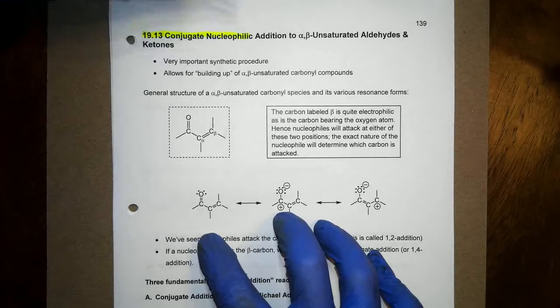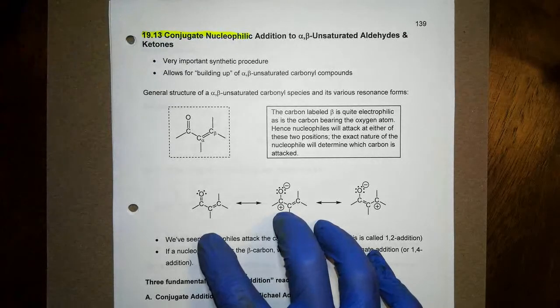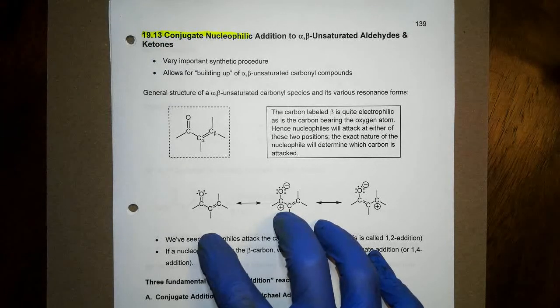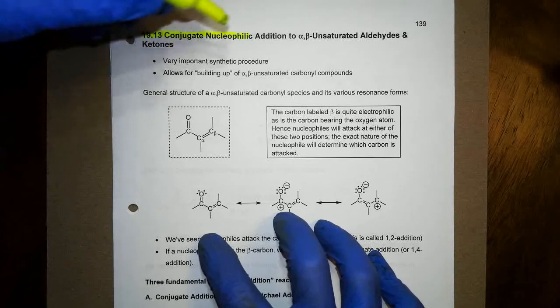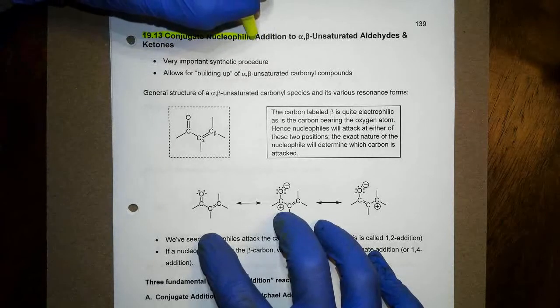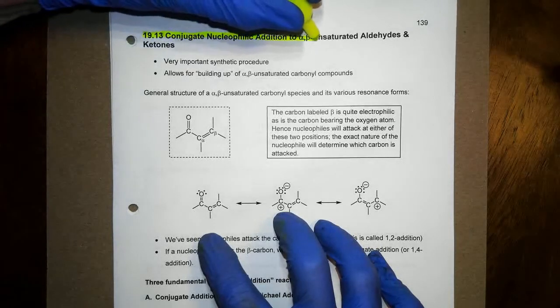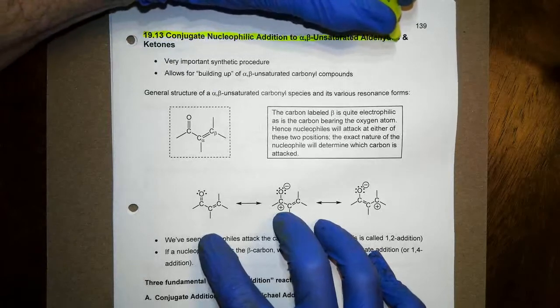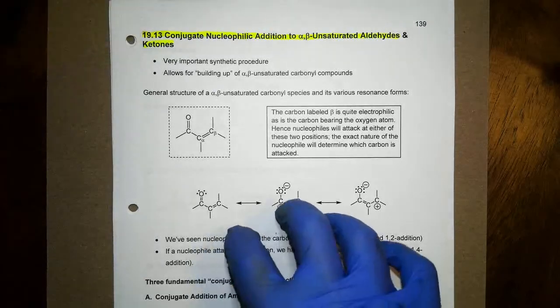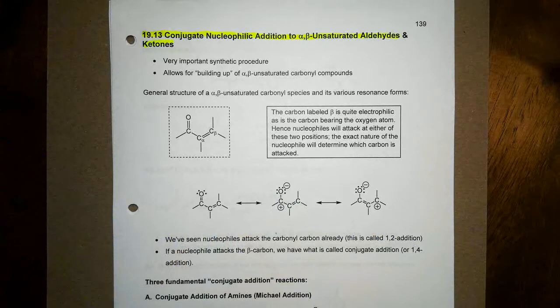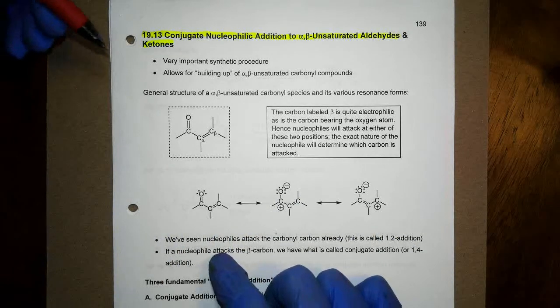Here we're going to talk about conjugate addition. You may remember the word conjugated from an earlier chapter. It's kind of related to that. And specifically, we're going to talk about addition to alpha, beta unsaturated aldehydes and ketones. Okay, and I'll explain what that means as well. So we'll get a firm grasp of everything that matters.